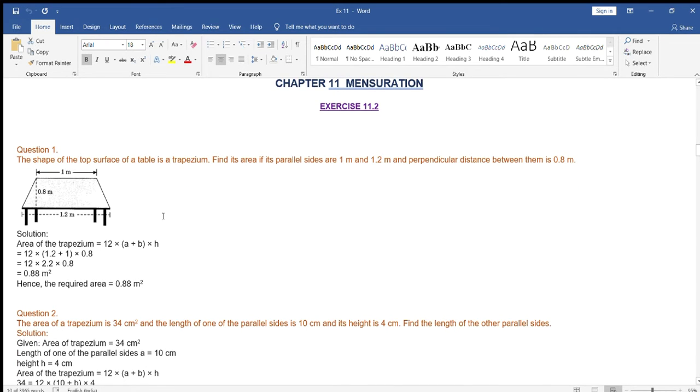The question is, the shape of the top surface of a table is a trapezium. Just have a look here. It is in trapezium shape. You have to find out its area, and the parallel sides given to us are 1 and 1.2, and the distance between them is 0.8. We will solve it using the formula for the area of a trapezium, which is half into the sum of the parallel sides multiplied by height. Put the values, and we can easily find the required area.